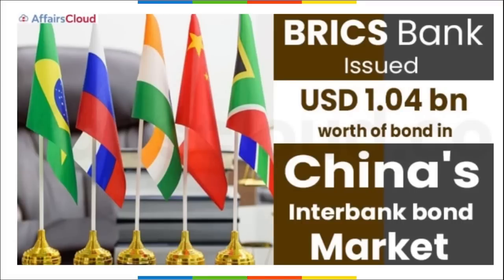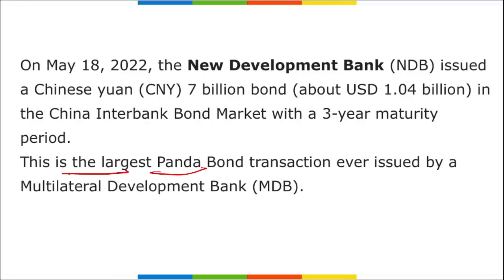Next remember, New Development Bank, that is your NDB, issued a Chinese yuan 7 billion bond, that is roughly around 1.04 billion US dollars. I repeat, New Development Bank issued a Chinese yuan 7 billion bond in the China interbank bond market with a 3-year maturity period. What was the maturity period of this bond? It is 3 years. This is the largest ever Panda bond transaction ever issued by a multilateral development bank.